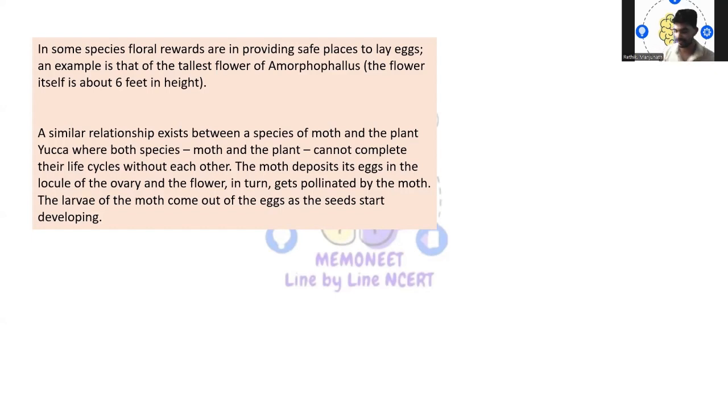pollination. Say, if you take an example of some species of moths as well as plants, what happens? Plants like yucca, where both the species, that is the moth as well as the plant, cannot complete their life cycle without each other. The moth normally deposits its eggs in the locule of the ovary. Locule means where the ovary is, right? So there it is going to deposit its egg, especially in the flower.